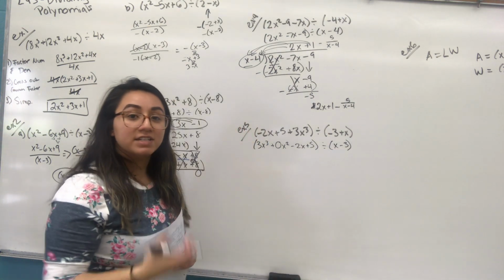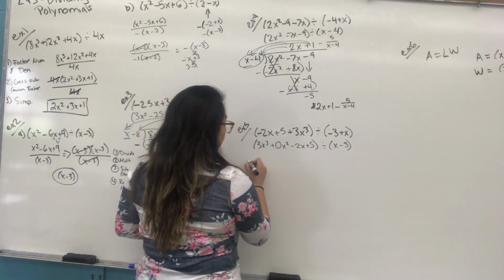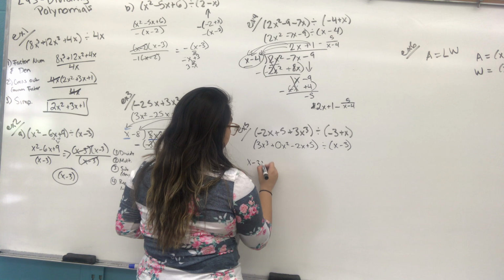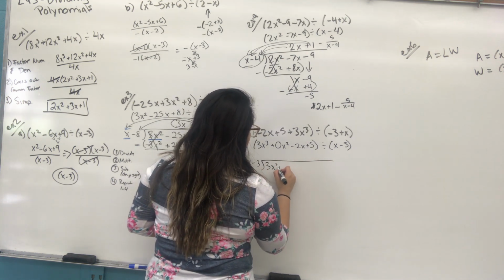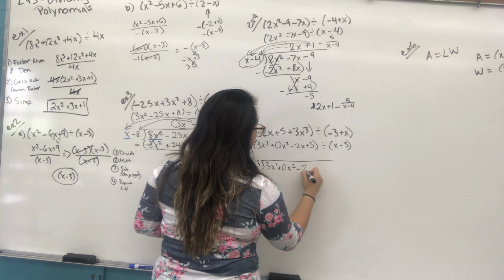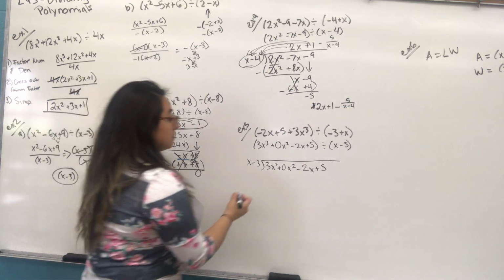You always make sure you have it in descending order as well for the second one. Now, let's go ahead and divide. So we have our x minus 3. We have our sign here. Now we have 3x cubed plus 0x squared minus 2x plus 5. Again, make sure you're always lining up your numbers when you're dividing.